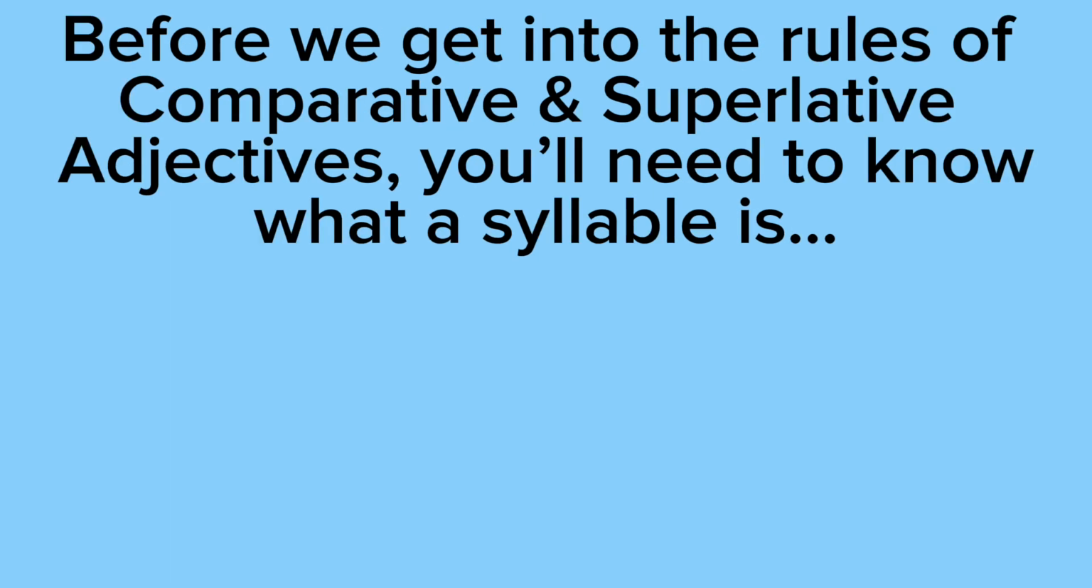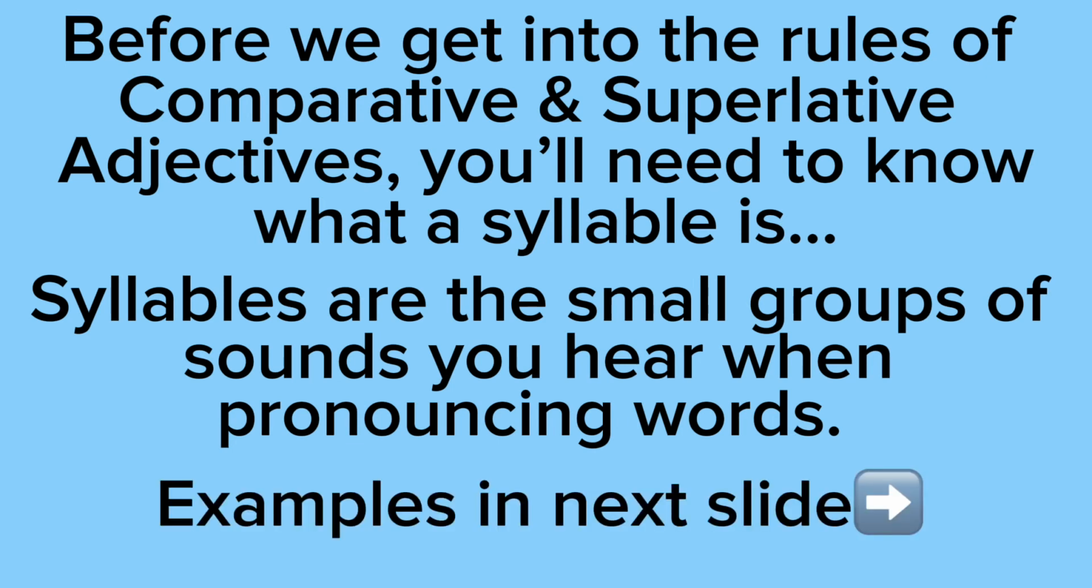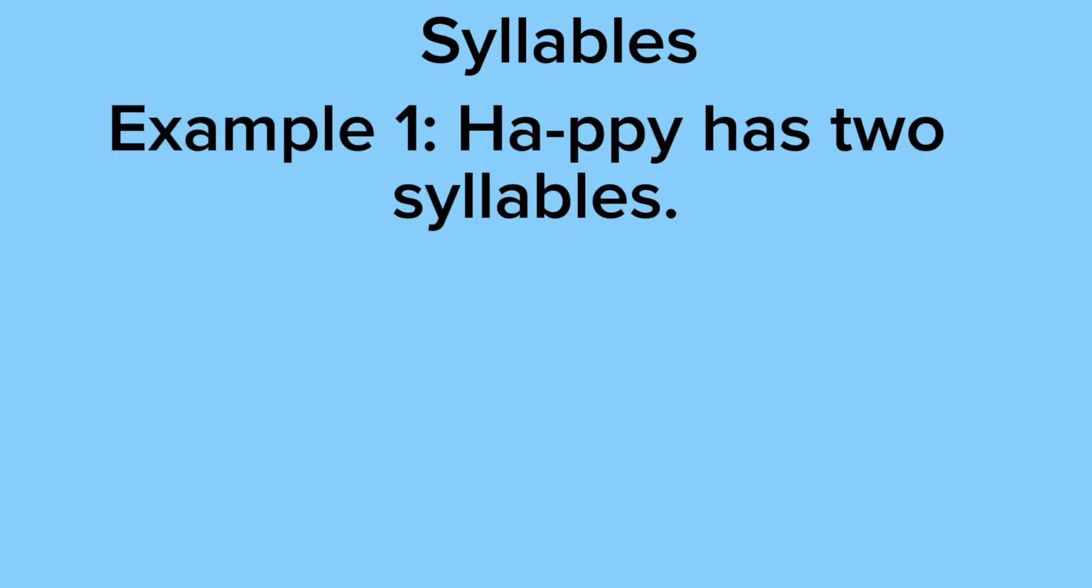Before we get into the rules of comparative and superlative adjectives, you'll need to know what a syllable is. Syllables are the small groups of sounds you hear when pronouncing words, and there will be examples in the next slide. Okay, so for syllables, example 1, happy has 2 syllables. So when you break happy into syllables, it's hap-py. So that's 2 parts of the word. So hap is 1 and py is 2, so 2 syllables.